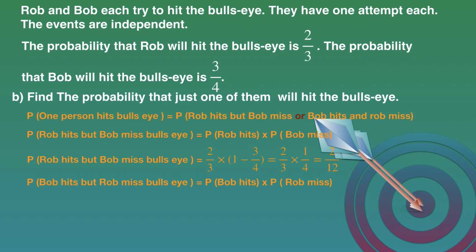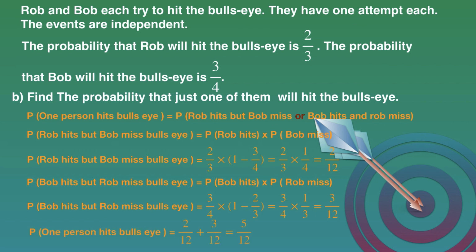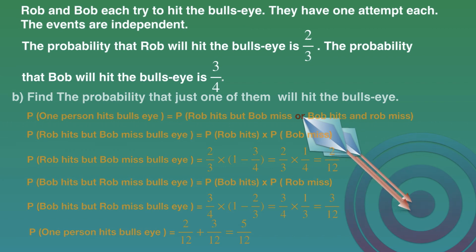The events that Bob hits the bullseye and Rob misses are independent as well, so we will multiply these probabilities together to give us 3 over 12. And now the event that Rob hits the bullseye but Bob misses is mutually exclusive to the event that Bob hits the bullseye but Rob misses. So we add their probabilities and that will give us 5 over 12.